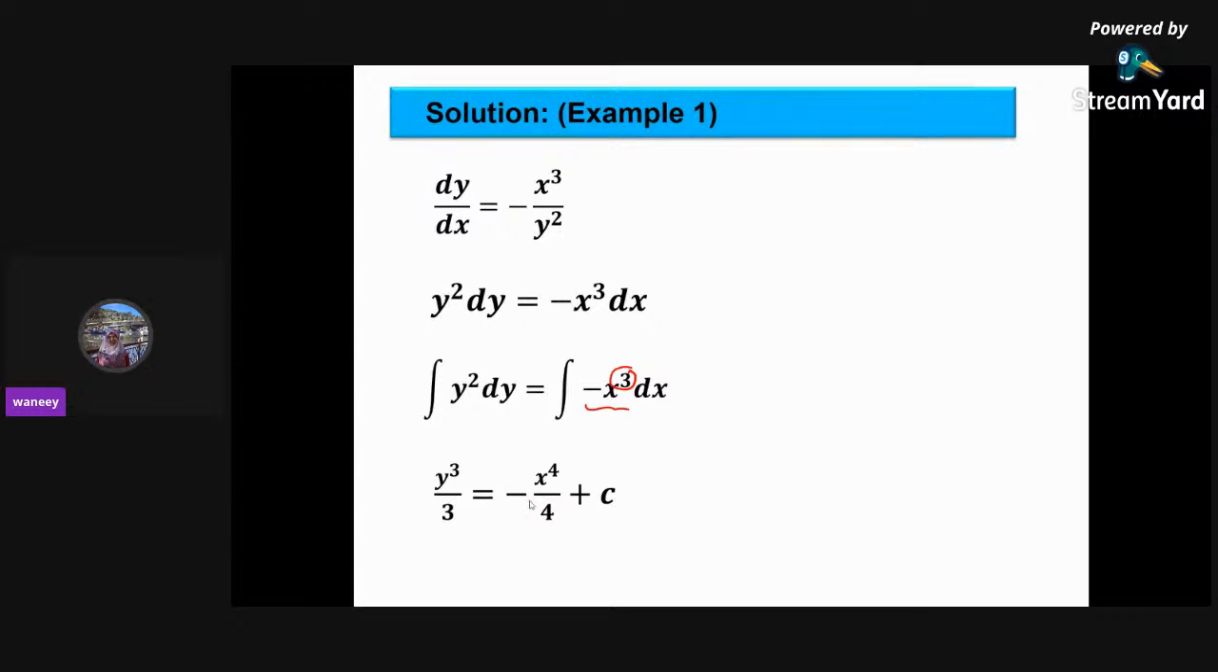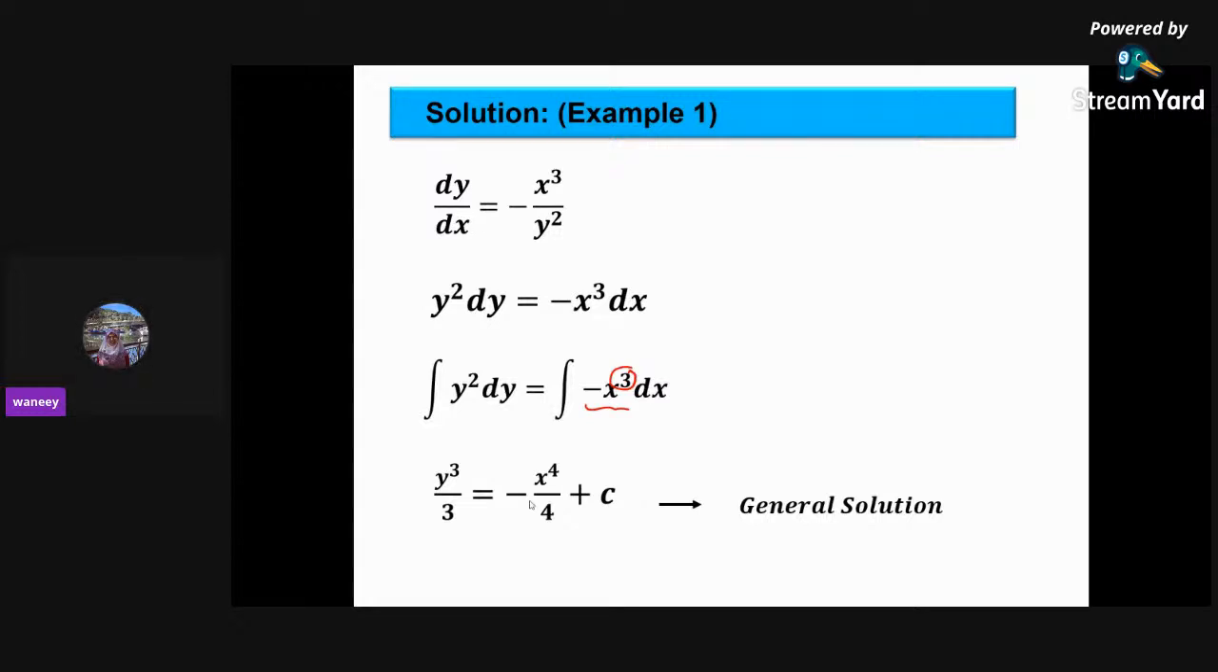This is also known as a general solution. Why general? Because they didn't give us any particular value, so we don't have any particular solution for this. Doing good so far? Do make sure to separate them and then integrate them.